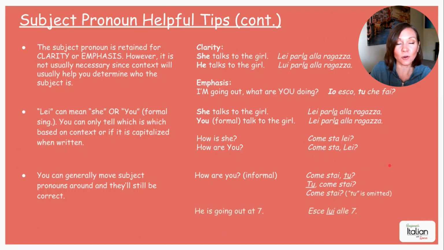Another example, "he is going out at 7." "Esce lui alle 7." You can also say "lui esce alle 7." Or "alle 7 lui esce." And finally, "esce alle 7," and you can just take out the lui altogether. Okay, so all of these are correct, and you see how you can put it there, or there, or there, or you can leave it out. It's a lot more flexible than in English. So it makes it a little bit more confusing for beginners, but once you learn it, it becomes easier because you don't have to worry so much about getting the word order correct.